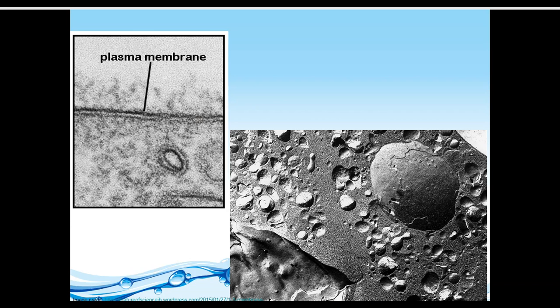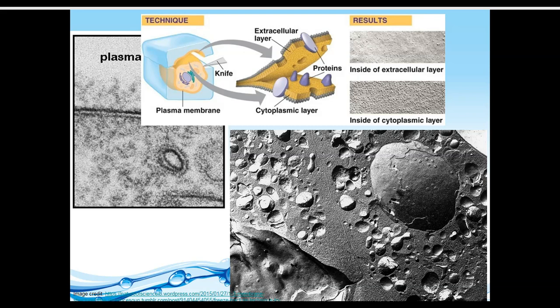But then technology advanced, and we were able to do a thing called freeze fracturing. And what we were able to do was to literally freeze the plasma membrane and then fracture, split it right down the middle between the bilayer. So we were able to separate those two layers. And had the sandwich model been accurate, the inside of the phospholipid bilayer should have been smooth. We should have seen just lipids in here. It would have been quite smooth.